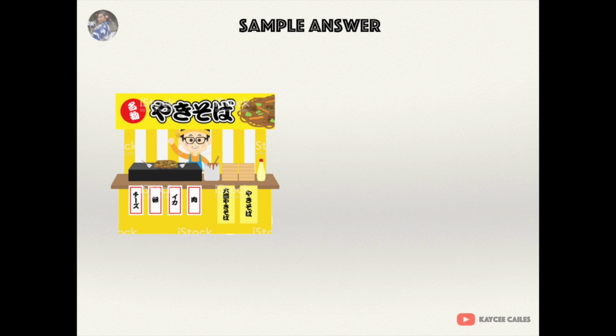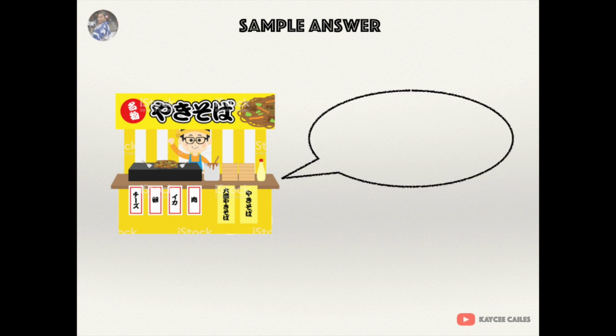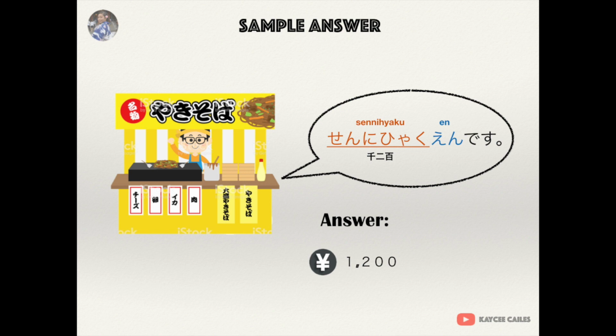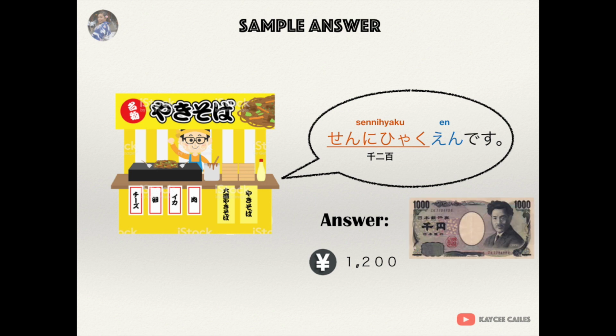Let's go to seller number 3. Again, can you read the product that he's selling? That's right, he's selling yakisoba. Do you like it? Anyway, the seller said to us that the price is sen nihyaku en desu. Now guess the price of the yakisoba. Correct! It is 1,200 yen. Remember that sen means 1,000 and then nihyaku is 200. This is what a 1,000 yen bill looks like.